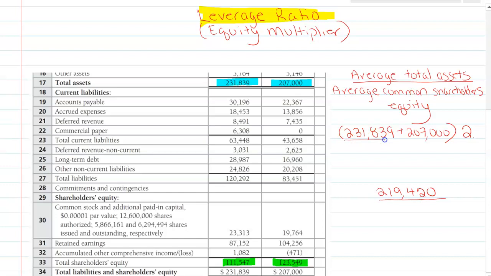So again, to take the average, what I'll do is I'll take the 111,547, add the 123,549, and then divide that by 2. And then the answer to that will be 117,548. So now if you just take the 219,420 and divide that by 117,548, we'll end up with 1.87.